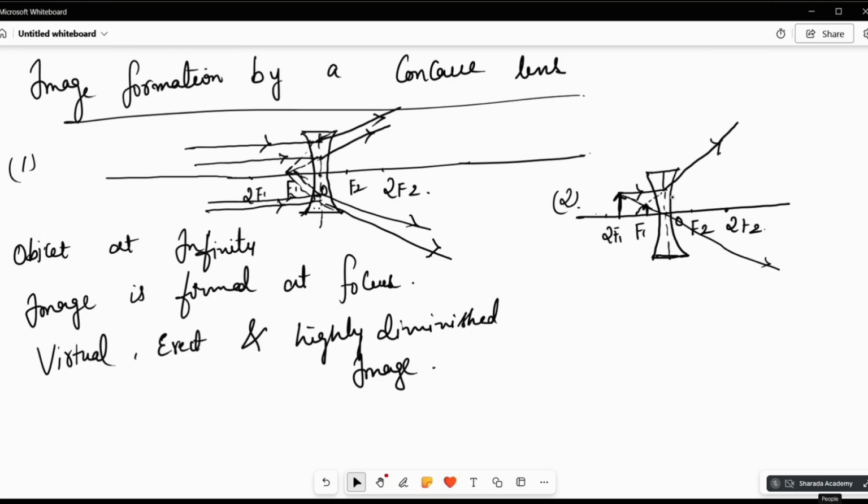Now the third case you can also consider here. Any ray in the direction of the focus will be parallel to the principal axis. That also you can write like this. Any ray in the direction of the focus will be parallel to the principal axis. There also, the object is at some finite distance.